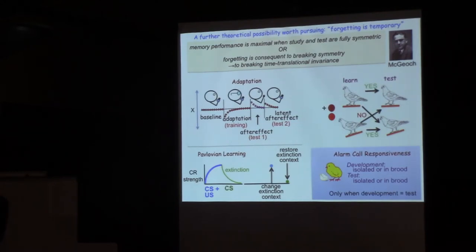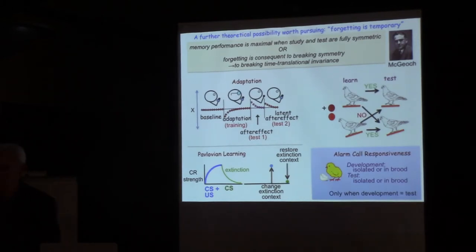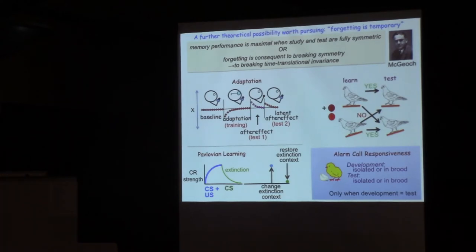Right. If, again, the conditions of development are symmetric with the conditions of test. So if it was developed while isolated, it better be tested while isolated. If it was developed in the brood, it better be tested in the brood. Otherwise, they won't show it. If you teach it while it's isolated and test it in a brood, it won't show the response. So the bottom line is the circumstances within which you learn something are bloody important. And on that, I'm finishing, and I thank my lovely assistant for all her help.